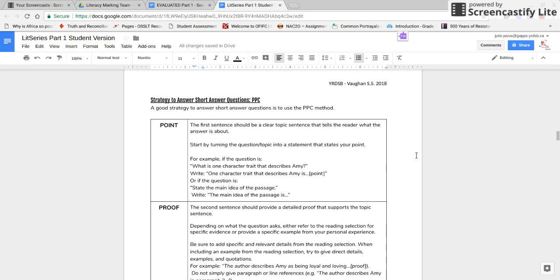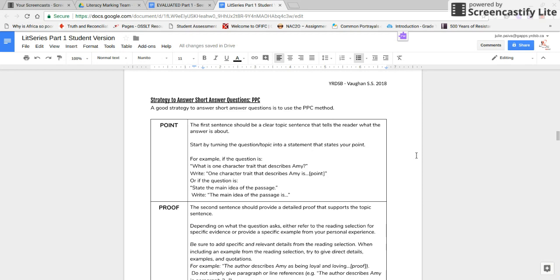So again, you're going to be given different types of readings, whether it's a graphic text or a short article or a dialogue between two characters, whatever it might be. You have to answer short answer questions. And these questions are either referring to the reading or making you make some personal connections to it. And this is the strategy we highly, highly, highly recommend, okay?